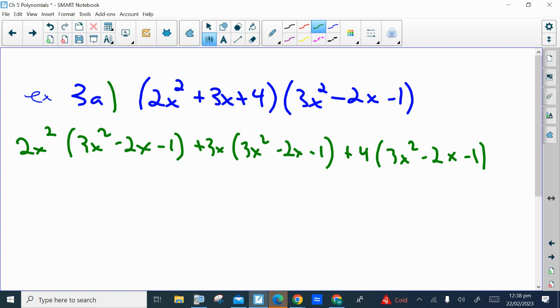Now you could have done it the opposite way, meaning take the first term in the second bracket and multiply by all three. Then take the second term in that second bracket, multiply by all three in the first. And the negative 1 in the second bracket, multiply it by all three in the first. You would get the same answer in the end. Okay, so either way would work. So now we're going to multiply out each bracket. Remember, coefficients first. 2 times 3 is 6.